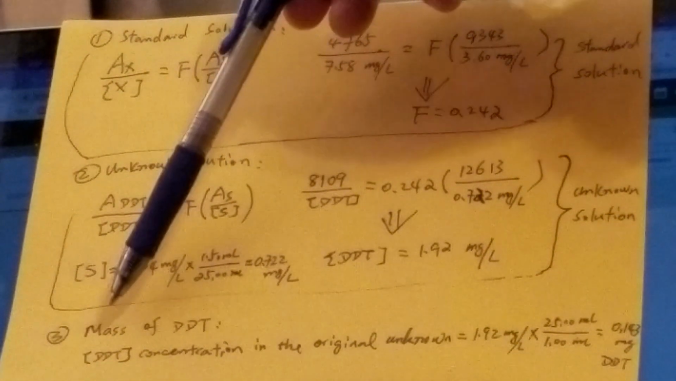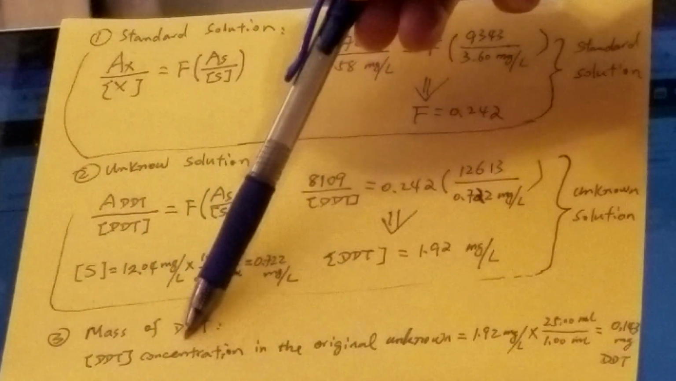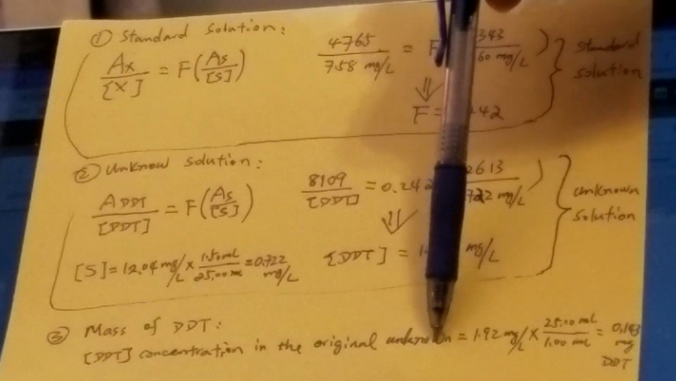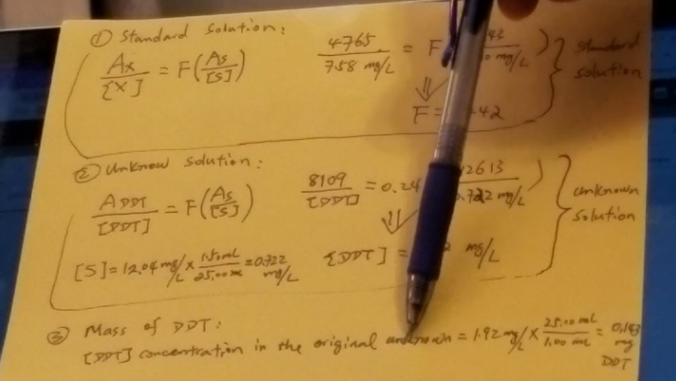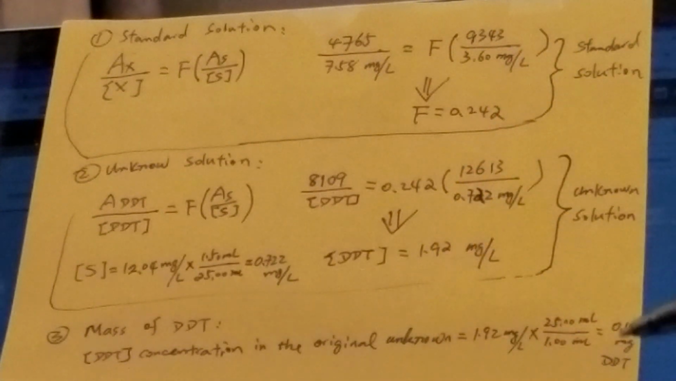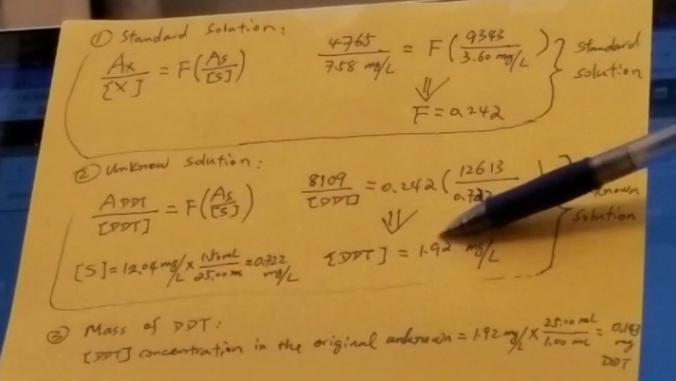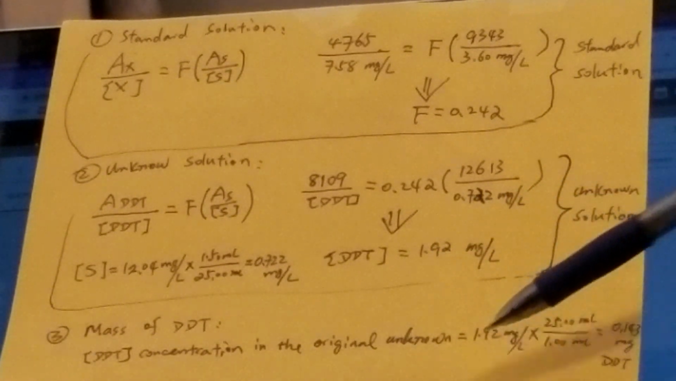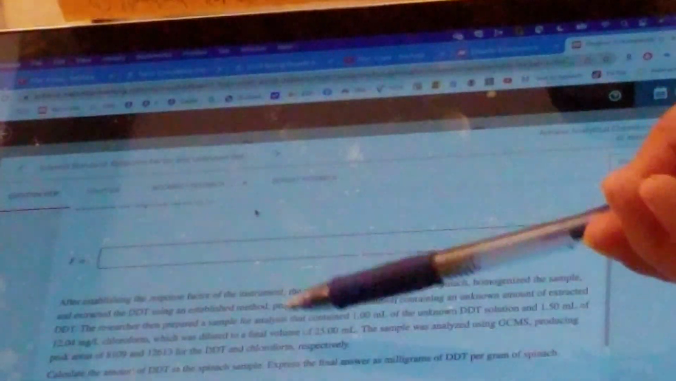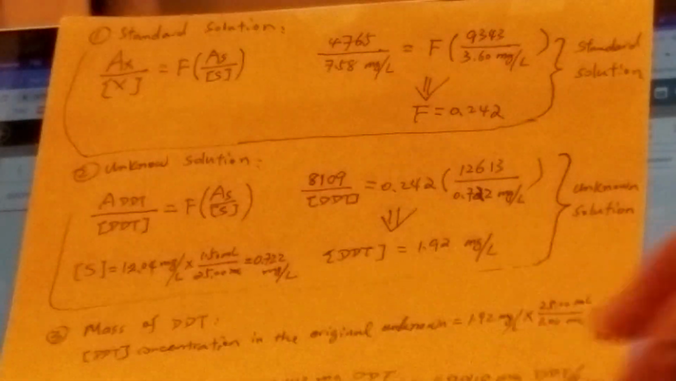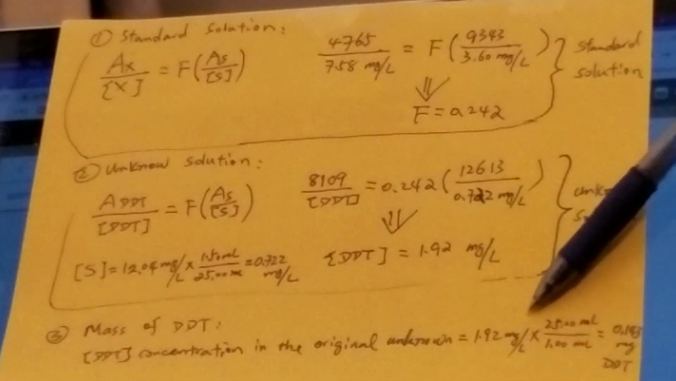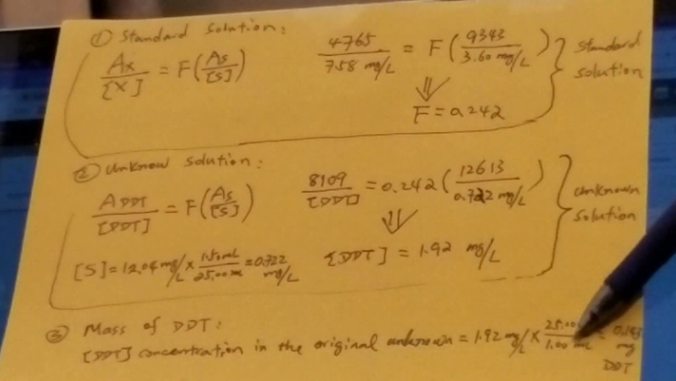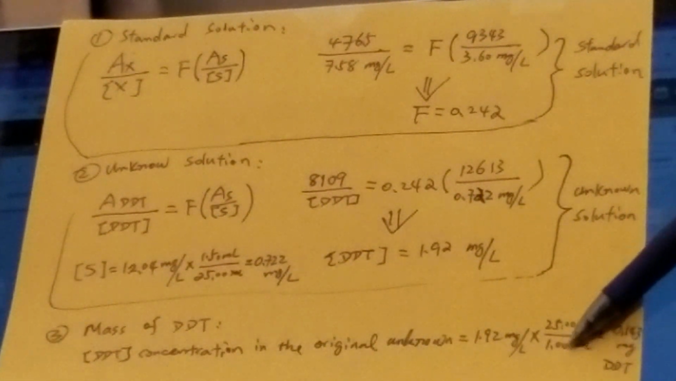So now let's find out the mass of DDT. First, we need to find out the DDT concentration in the original sample. That should be this value, the concentration 1.92. If you go back to the question, you should be able to find the dilution factor: 1 milliliter diluted into 25 milliliters, that's 25 times dilution. Therefore, the dilution factor is 25.